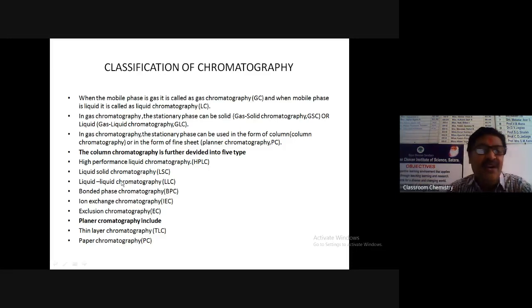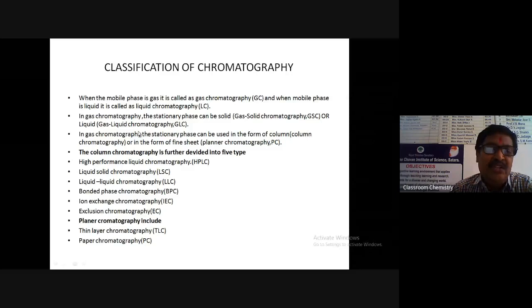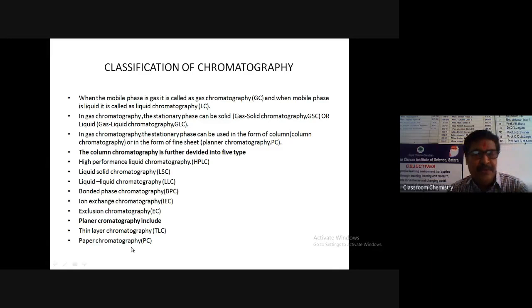So, according to column and according to planar, if there is a use of column, it is known as a column chromatography. If there is a use of fine sheet, it is known as a planar chromatography. So column can be divided into 5 and the planar can be divided into 2 types.